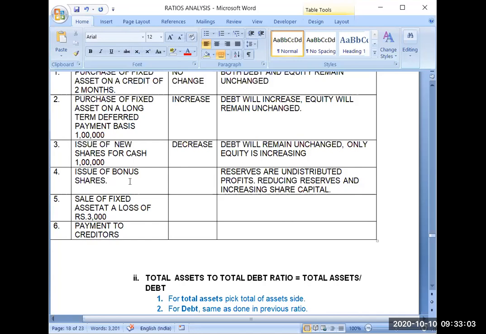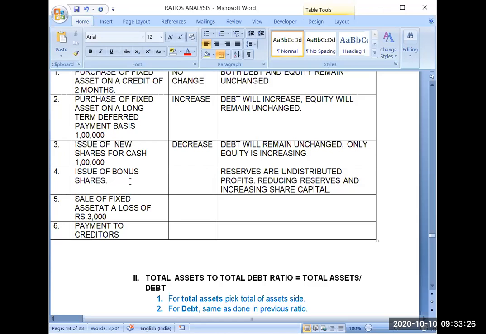Now what will happen? You will not receive any money for bonus shares from the shareholders because the money is already paid from the side of shareholders. Company is having that money on the behalf of shareholders, which is kept in reserves because that money is undistributed profit that already belongs to the owners of the company.